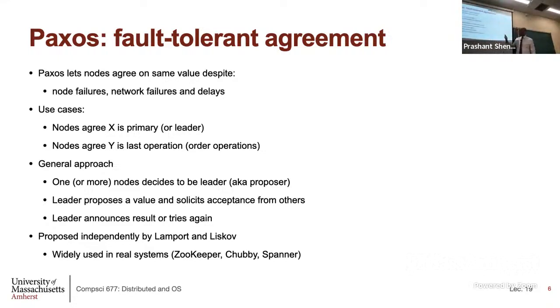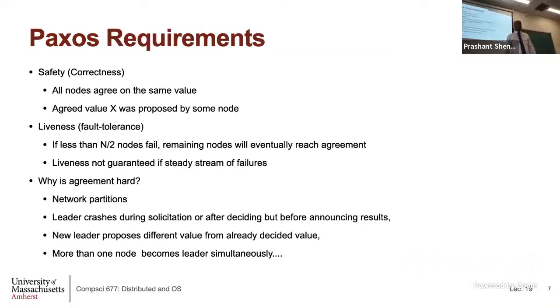So in any case, it's a widely used protocol for a variety of reasons, but let's look at how it works. We want both safety and liveness properties. The safety property simply says all nodes agree on the same value, and that value was proposed by some node.